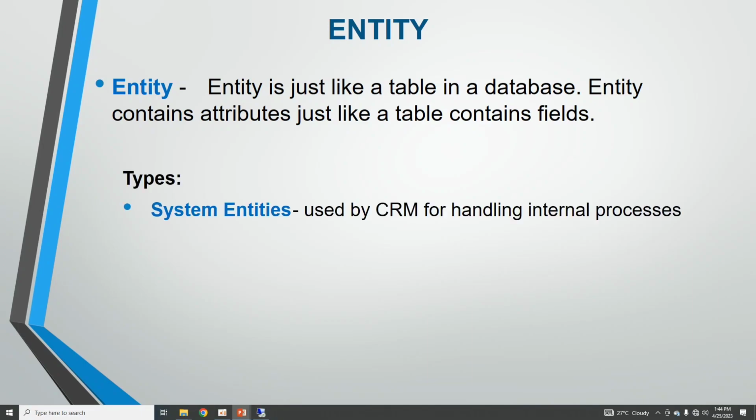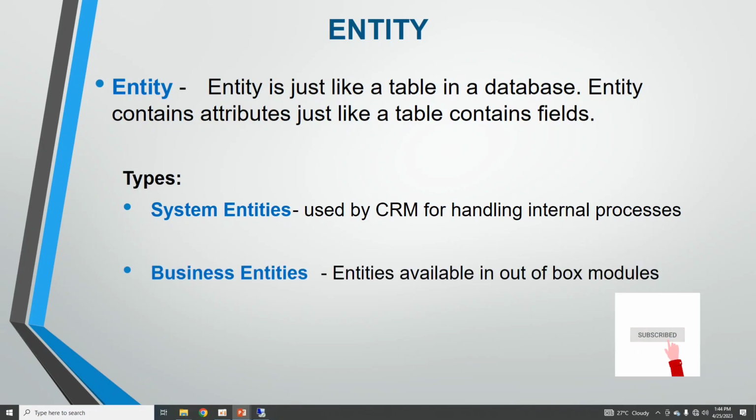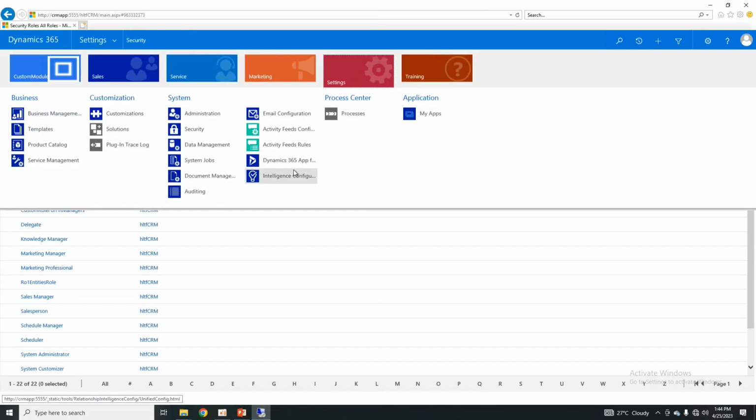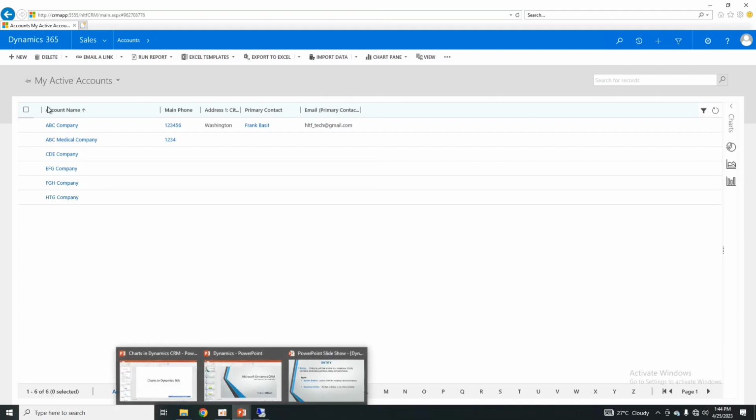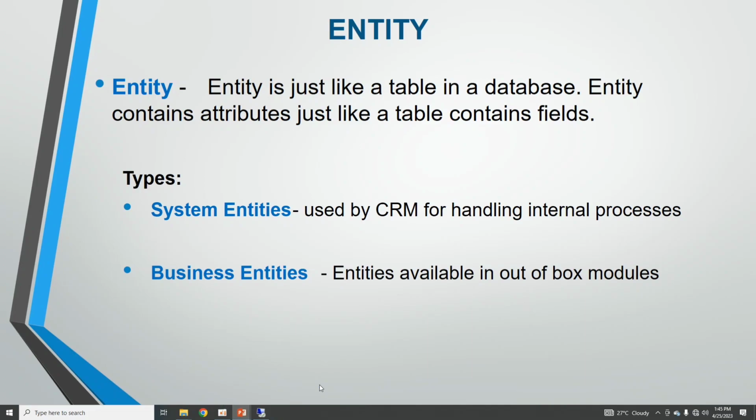There are system entities that are created by CRM and used for internal processes. You have nothing to interact with or manipulate in these system entities. You are to play with business entities that are available in the out of the box module. As I have created a new system, sales, service, and marketing are the modules in which system entities are already created. Okay, this is an entity which was created; I can only customize it, I cannot delete it. So these are business entities.